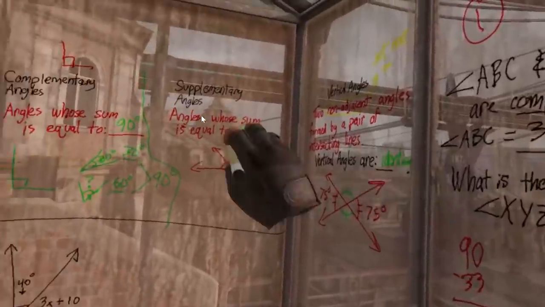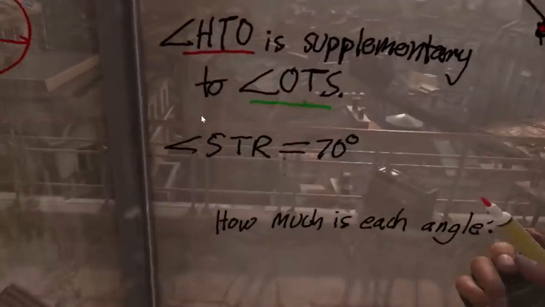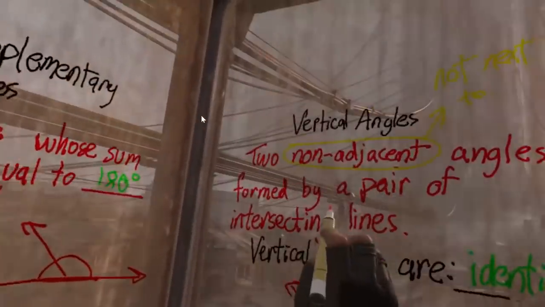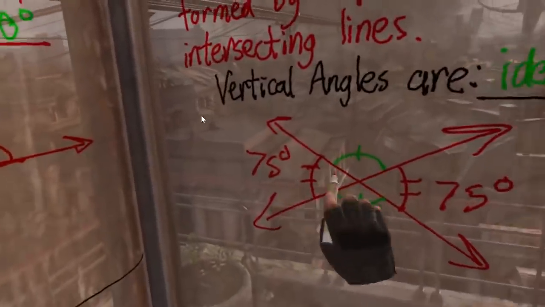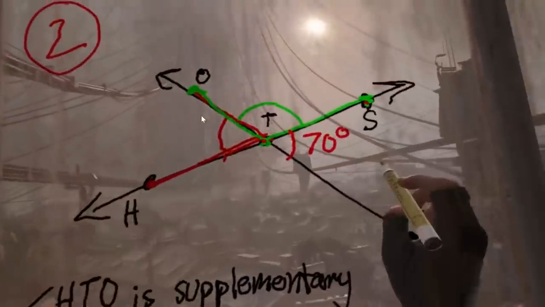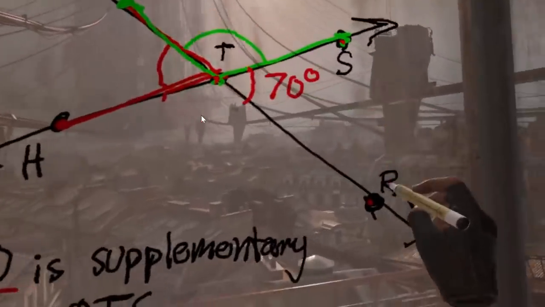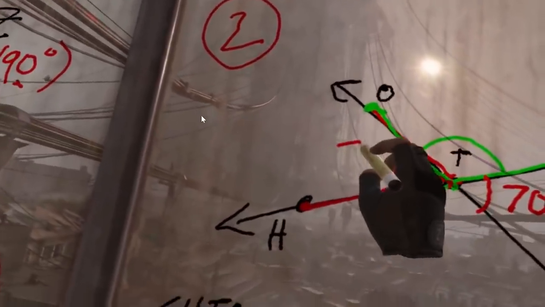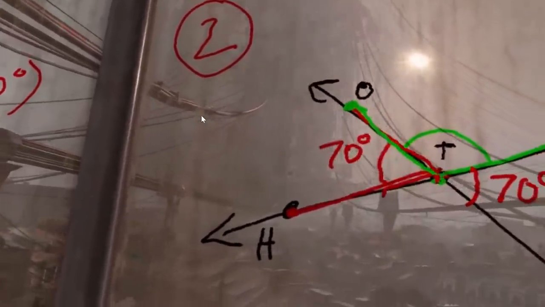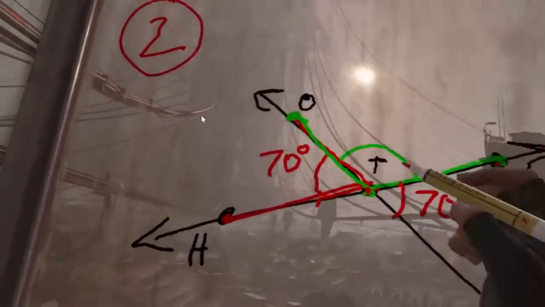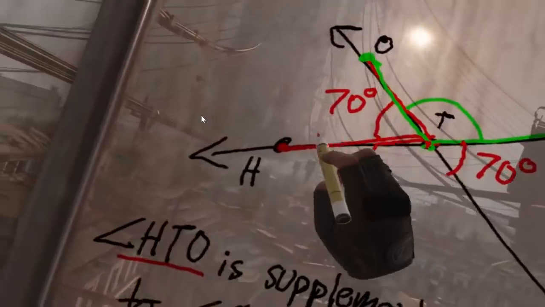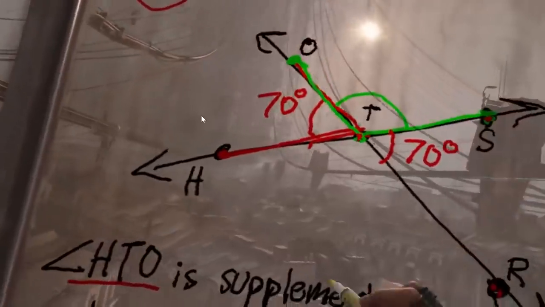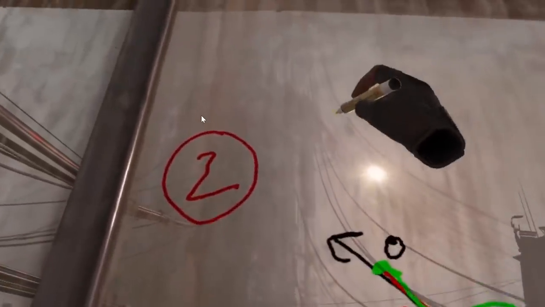Well, we have a few tricks and tools now, which is the fact that I see a pair of vertical angles. So vertical angles, again, are two non-adjacent angles. It's when they're across from each other, and they are going to be identical. So if angle STR is 70 degrees, the vertical angle to it over here, HTO, must also be 70 degrees. Nice. That was like no math at all. Okay. And then we can find this angle, OTS, because we know this angle and this angle are going to equal 180 degrees because they are supplementary.